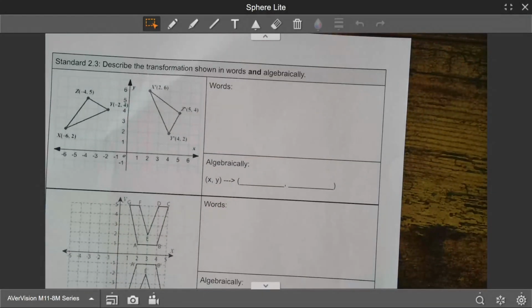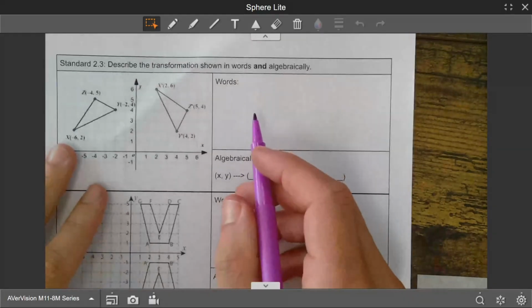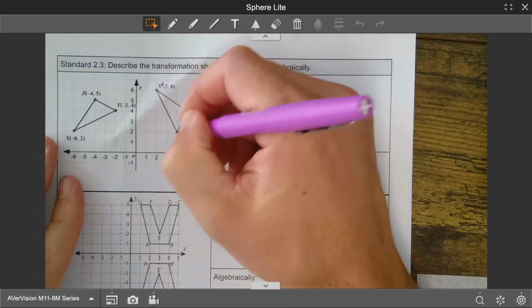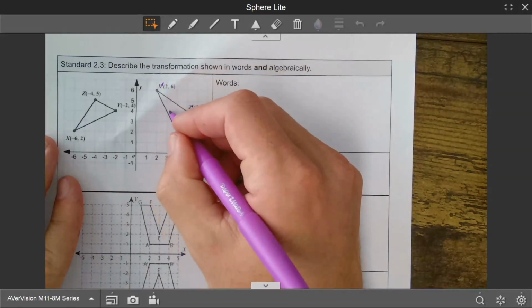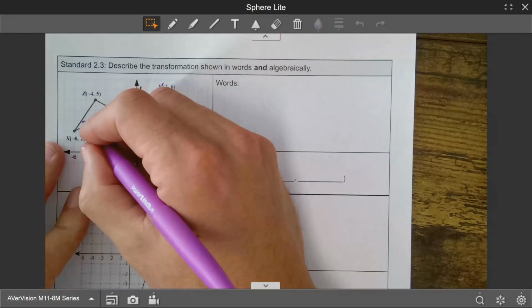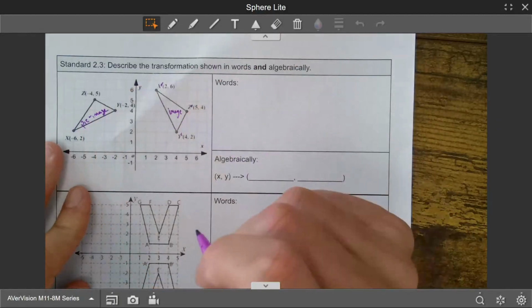So on the back here, we have to describe the transformation we see in words and algebraically. So first step, identify the pre-image and the image. The image, the result, will have prime notation. Notice the primes there, there, there, making this the image. That's our result, making this the pre-image. We start here, end here.